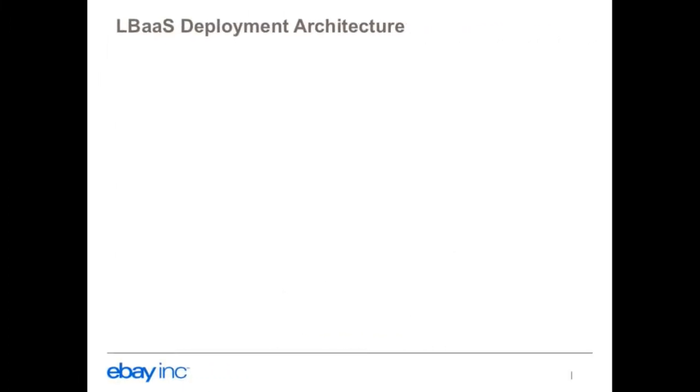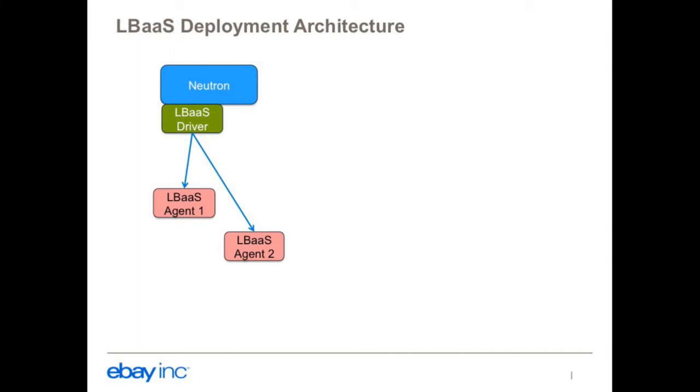So, LBaaS deployment architecture. If we just focus on one availability zone, this is how it looks. I will just talk about how LBaaS is deployed in one availability zone. We have Neutron controllers running active-active in one AZ. Each Neutron controller has an LBaaS driver, and the LBaaS agents register themselves with the LBaaS driver. Each LBaaS agent is an entity which manages one cluster of LB pair.